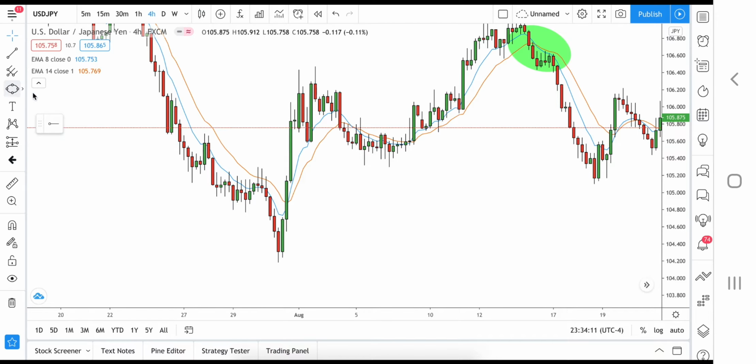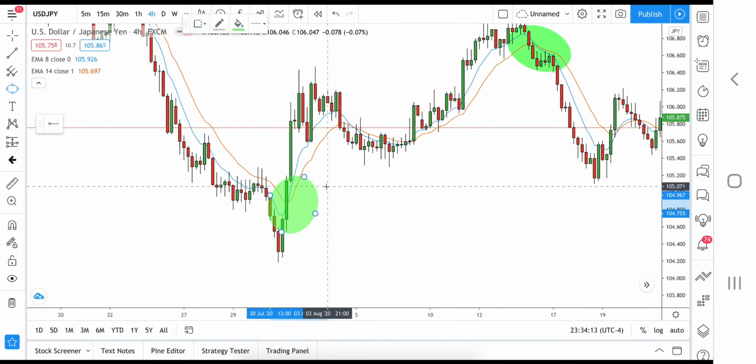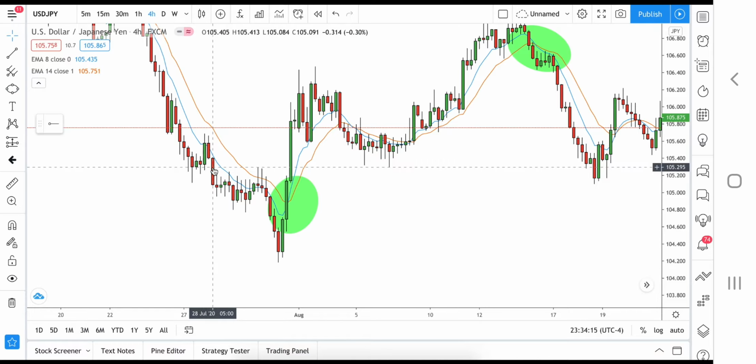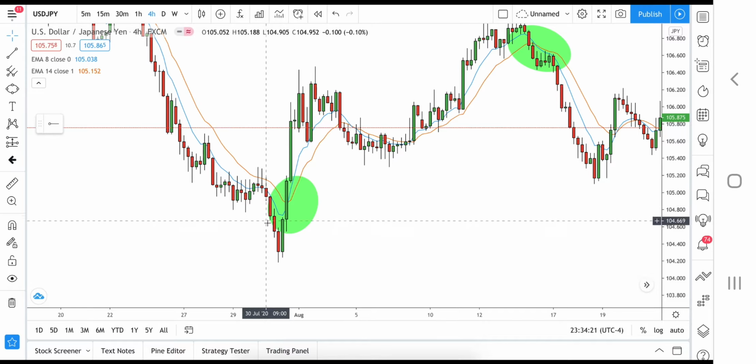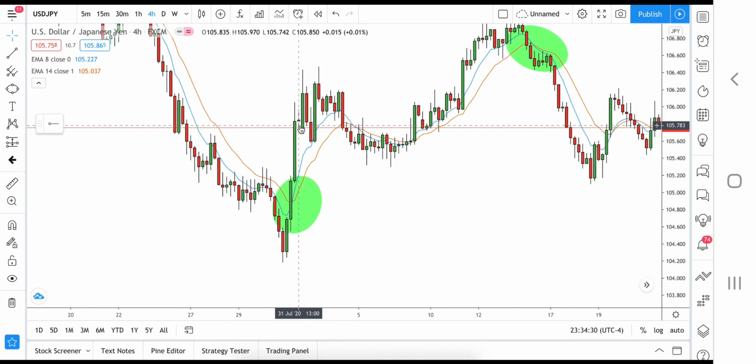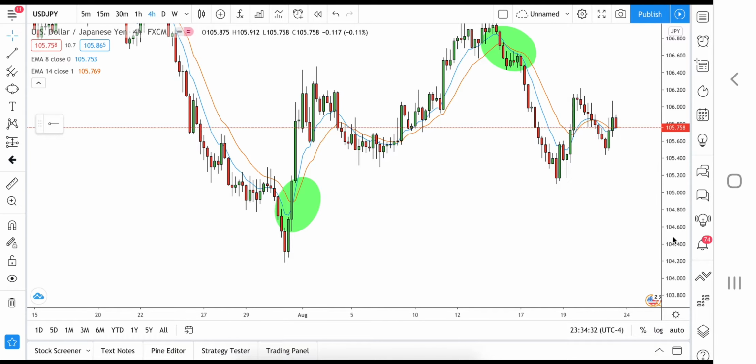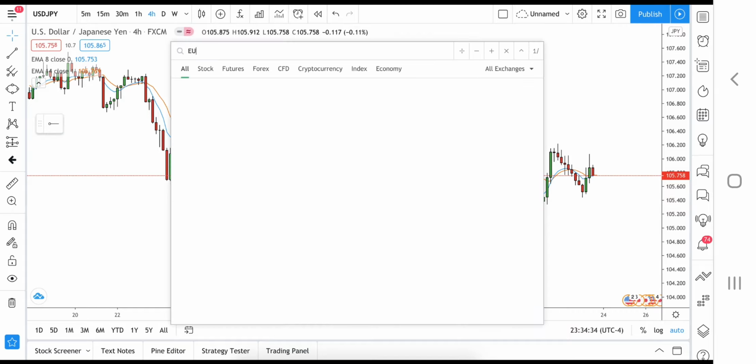Nice clean setup right here. Beautiful. We're in this strong downtrend, strong bearish momentum over here coming down. Reach our lows, and as soon as we cross back above our 8 EMA, EMAs cross back to the upside, we enter that bullish momentum. Right? Beautiful. So let's jump back over to EUR USD.